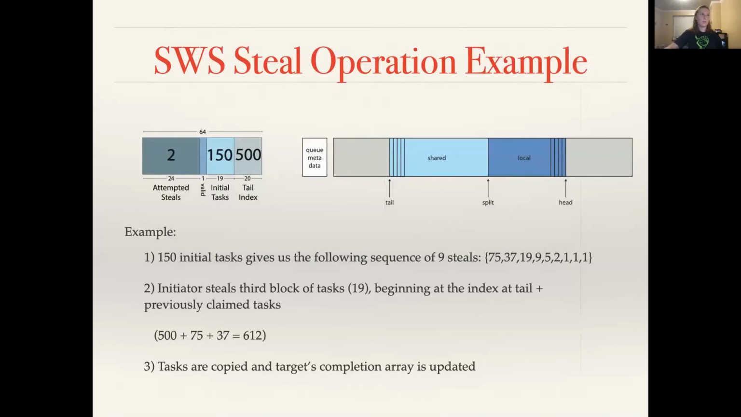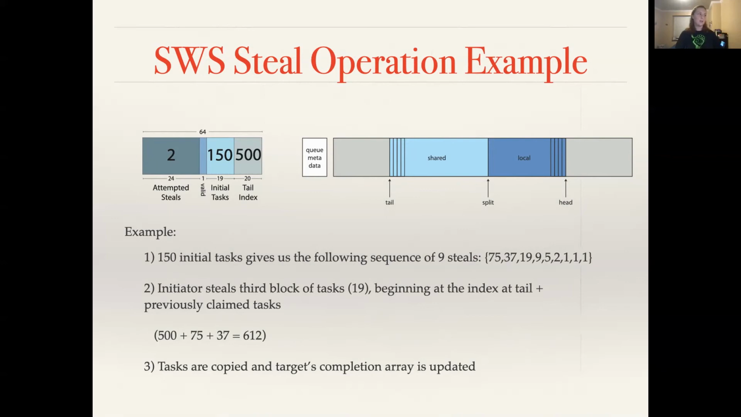So now we're going to walk through what a steal operation looks like under SWS. To start, the initiator of the steal will do an atomic fetch add that uses a mask value to increment the attempted steal counter. And that's all we need to do so that the next process that comes to steal from that queue can do all of its stuff and determine the amount of tasks to steal without waiting on the currently stealing process.